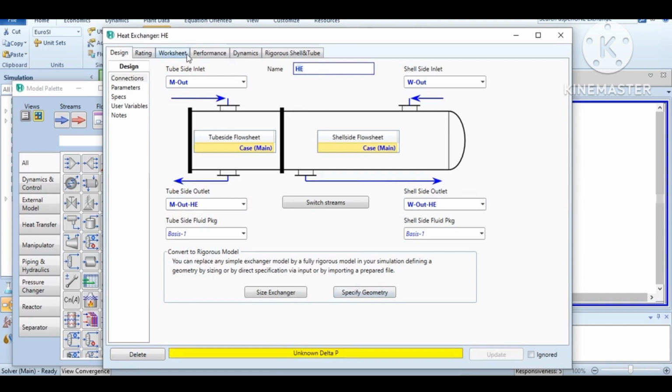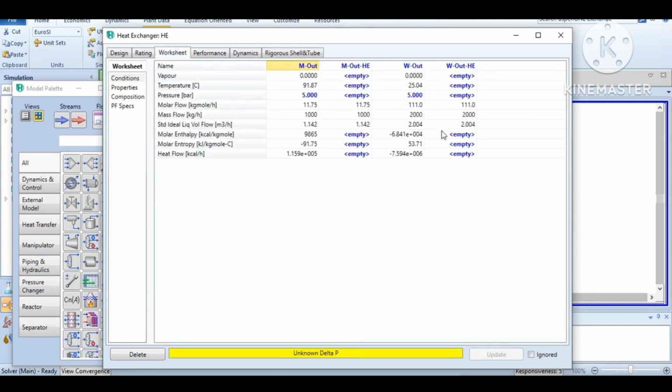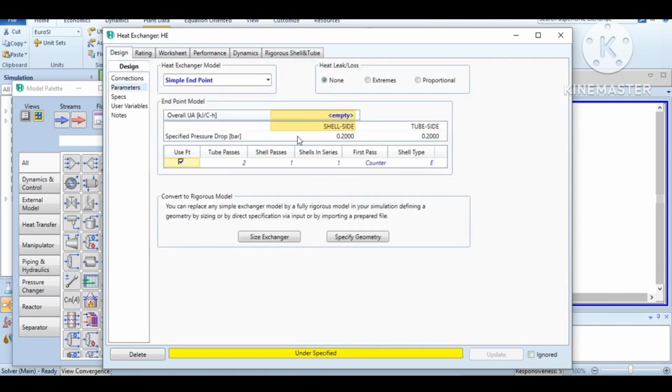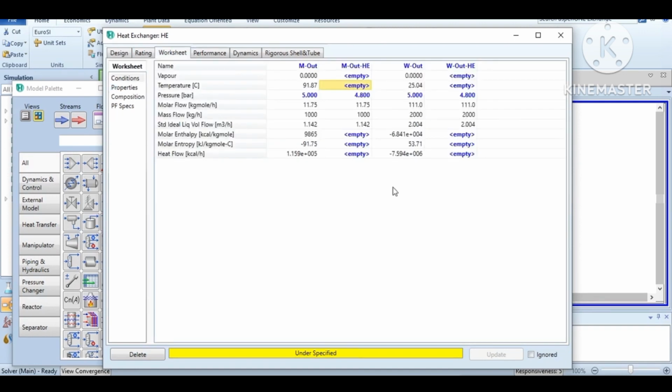So it requires an unknown delta P. In the previous example, we had given the parameters over here, but in this case, we are using a pump before the heat exchanger and taking values from the outlet of the pump, because the outlet of the pump is the inlet of the heat exchanger. 0.2 bar drop means 4.8 bar, and it will be 4.8 bar. In the previous example, we had given the pressure drop over here, 0.2 and 0.2. As you see, these are the same, and we are using the simple end point model with no heat leak or loss. Once we converge it, then we will move to rigorous design. So as we know that the mixture stream is at the tube side and its outlet temperature is given to us as 60 degrees centigrade.